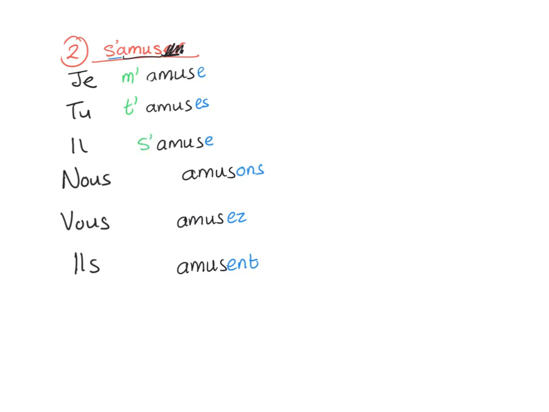Now, nous amusons. There is not two vowels meeting here because this one ends in an S. Therefore, we don't need to do anything. Next, vous amusez. Again, ends in S. No problem there in terms of vowels. The last one, il s'amuse. Il s'amuse. What do they mean?